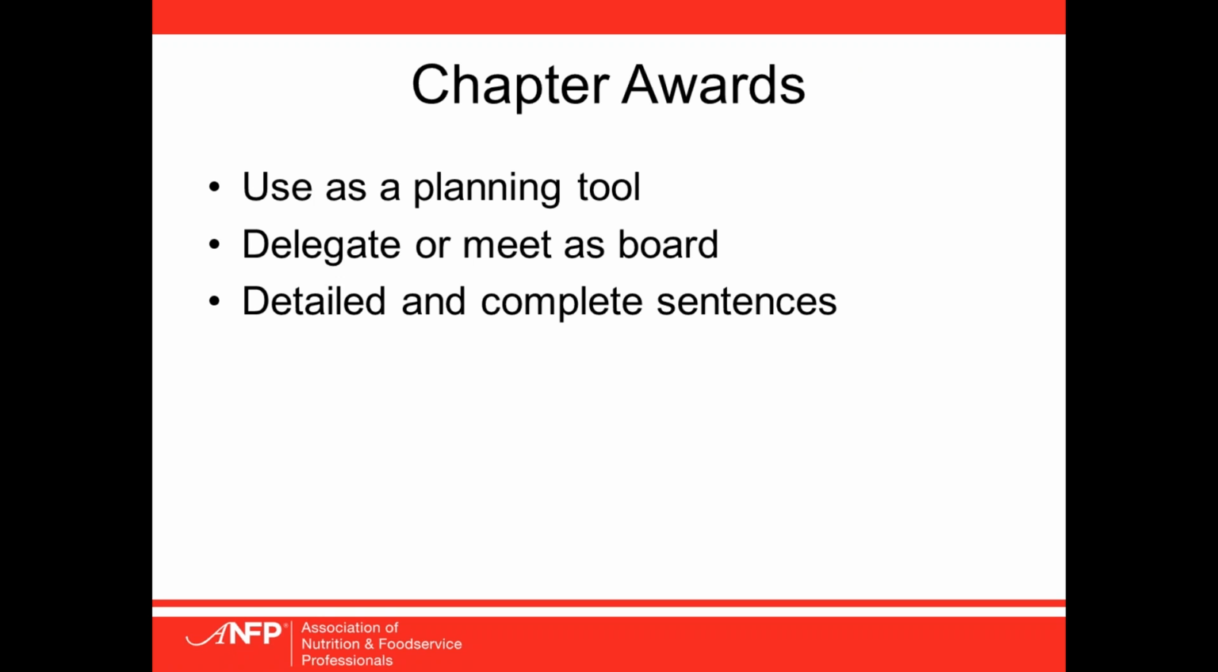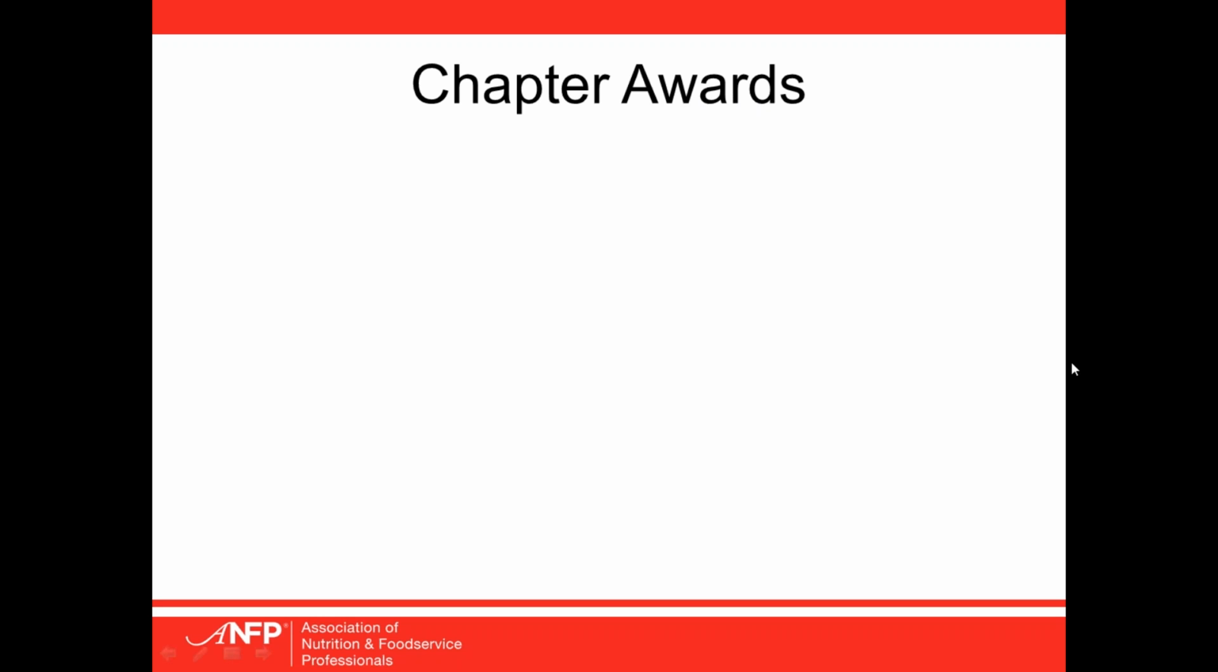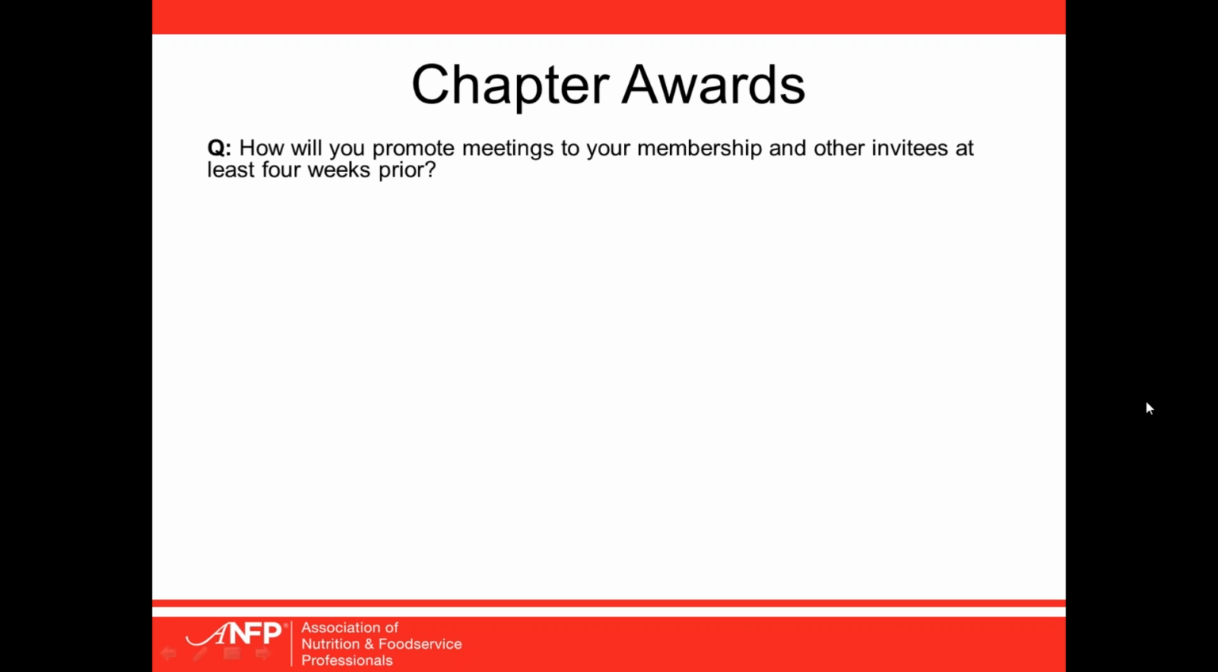So now we're going to take what we've learned so far, not only with the business writing process, but some pointers that we're using for the chapter awards, and we're going to go ahead and go through an example. So here we have question number 3, the State Achievement Award. How will you promote meetings to your membership and other invitees at least 4 weeks prior? Now we can tell here from the question what our objective is, and that's to describe how your chapter is going to promote your meeting to membership or those outside of membership. We're going to need to begin to gather and organize our information for our response.